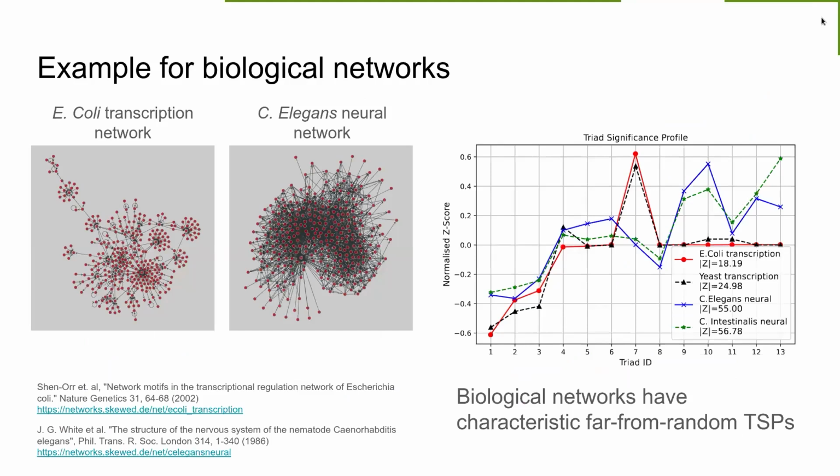So to look at what it looks like with biological networks, here we've got two very different types of networks, a transcription network and a neural network, and the normalized z-score for them is shown on the right. You can see that they have a characteristic triad significance profile. So the two transcription networks are quite different from the two neural networks. And they're all quite far from random distributions, because if they were random, you'd expect those lines to be at zero.